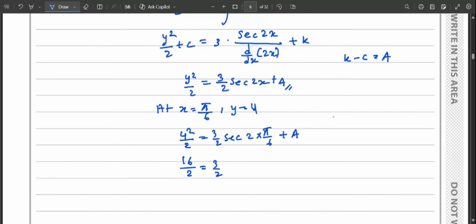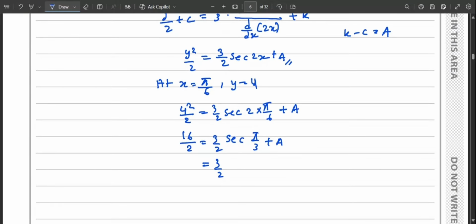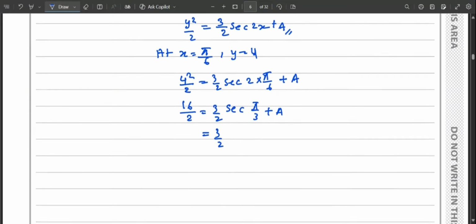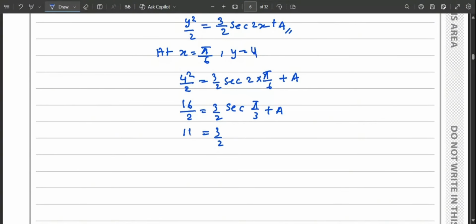We know that sec pi by 3 will be equal to 2. Sec pi by 3 is equivalent to 1 by cos pi by 3. Cos pi by 3 is equal to half. So 1 divided by half would be equal to 2. So 16 by 2 equals 3 by 2 into 2 plus a. So this can be written as 8 equals 3 plus a. So a, or our constant, is equal to 8 minus 3, which is 5.